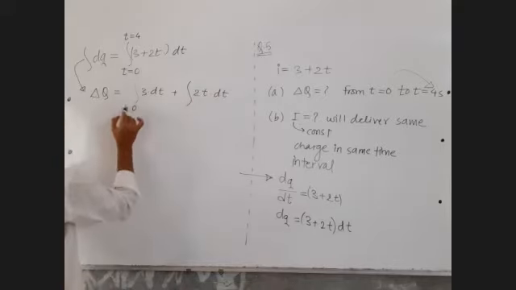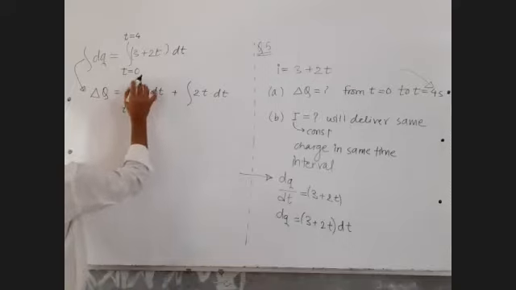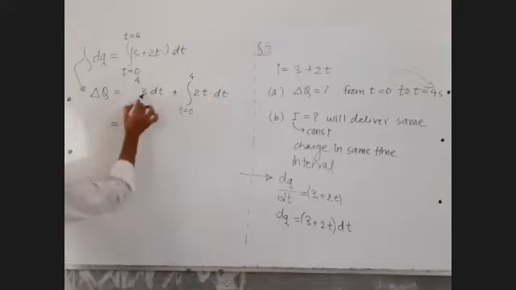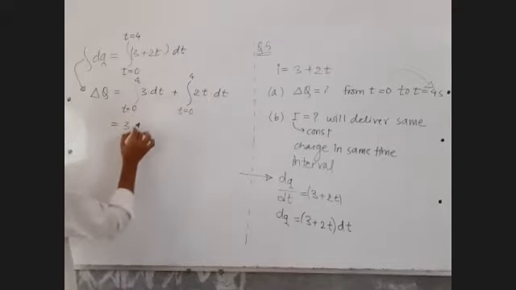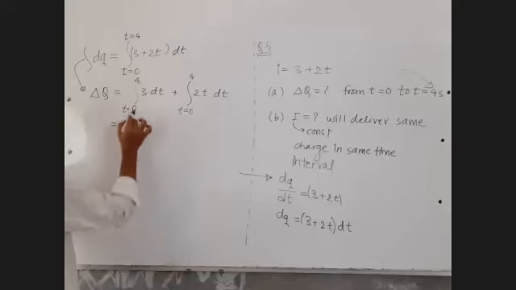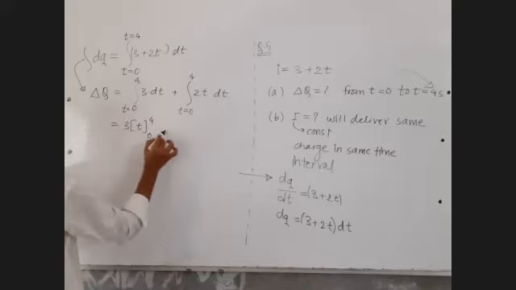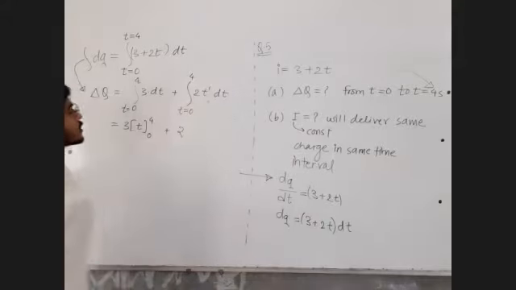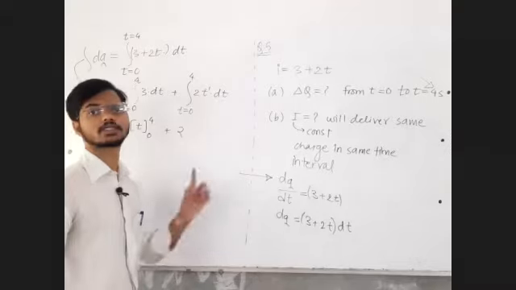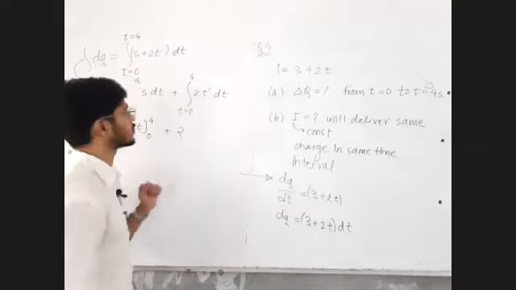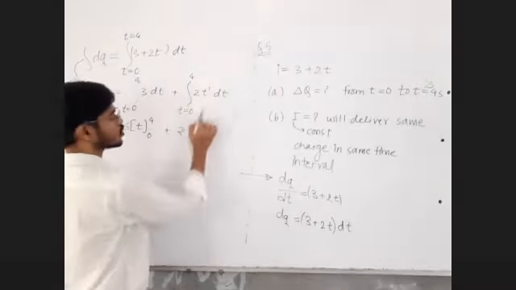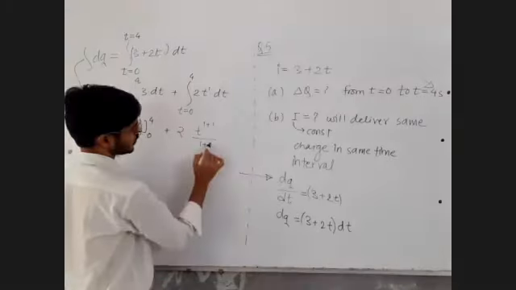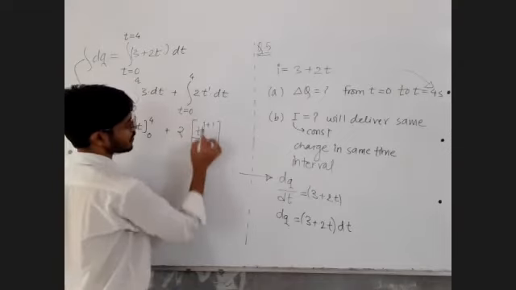Integration, t goes from 0 to 4. 3 is a constant, out of integration. dt integration is t. Limits are from 0 to 4. Plus 2 is a constant, out of integration. t raised to 1. Integration of x raised to n is what? x raised to n plus 1 upon n plus 1. So t raised to 1 integration will be what? t raised to 1 plus 1 upon 1 plus 1, means t square upon 2.